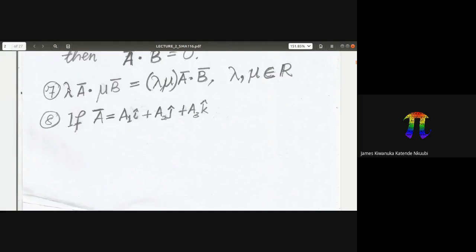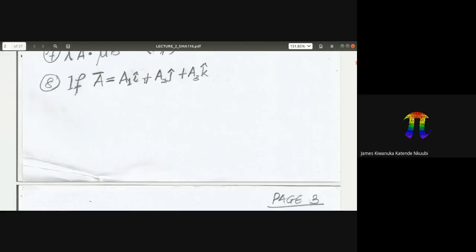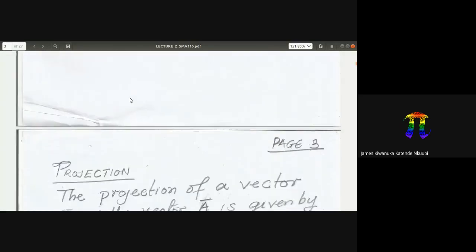This one simply says you can bring the scalars together and get the dot product. The next property says if you have two vectors A, no, that one is not complete. I think I didn't need that property, so I didn't finish it.